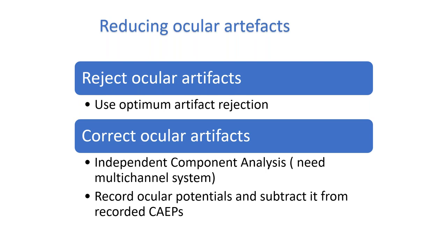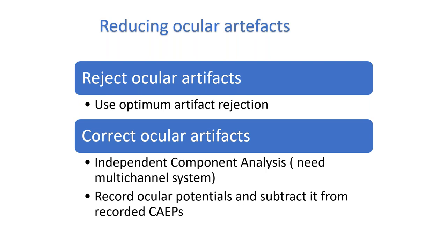But you require a multi-channel instrument for this. And to do this independent component analysis, you have to record potentials from different channels. And there is something like a principal component analysis the instrument does, and you get a noise-free recording. But if I'm using a two-channel equipment, then I won't be able to do that.